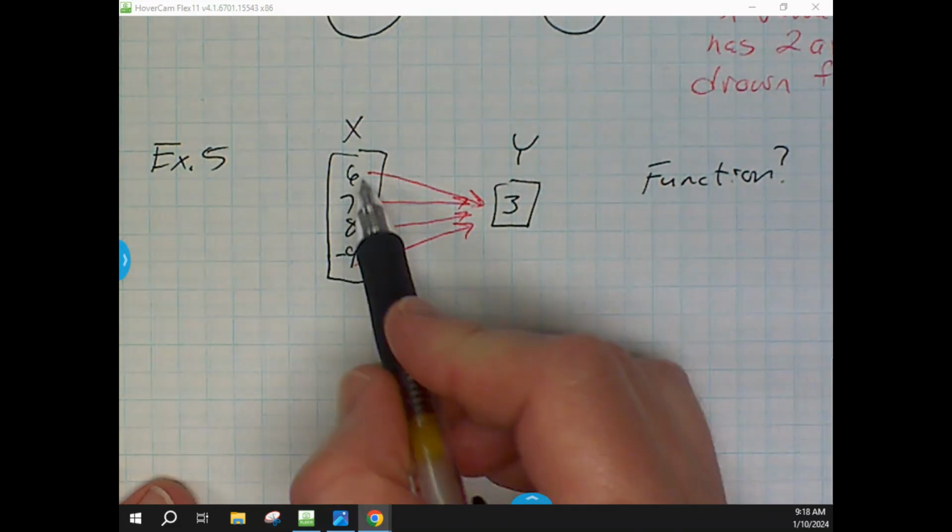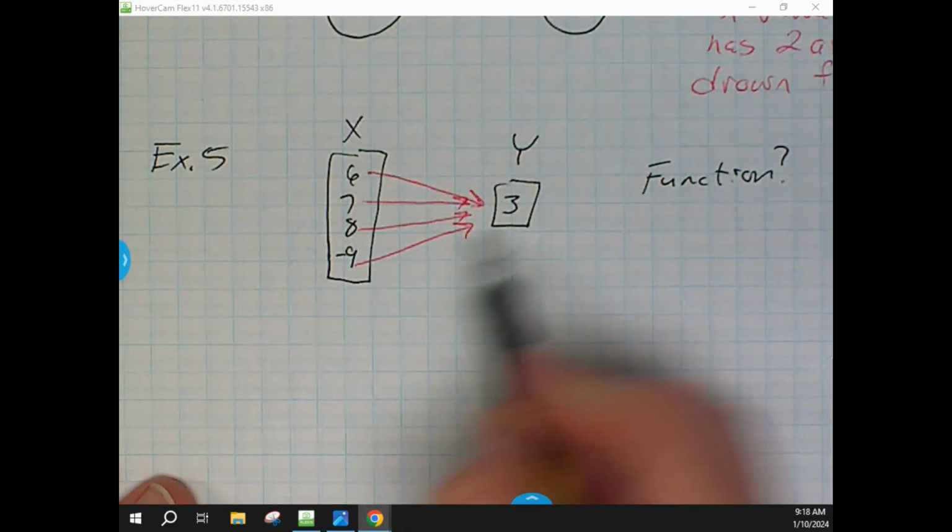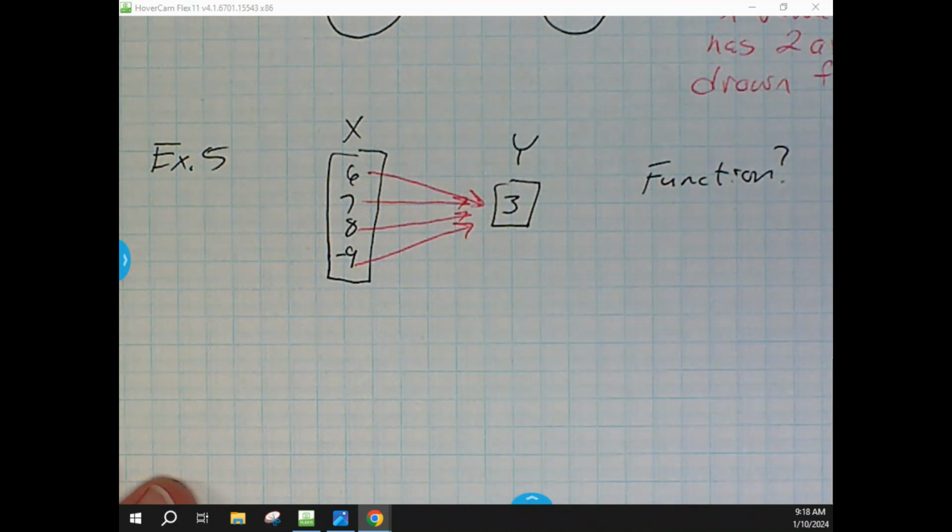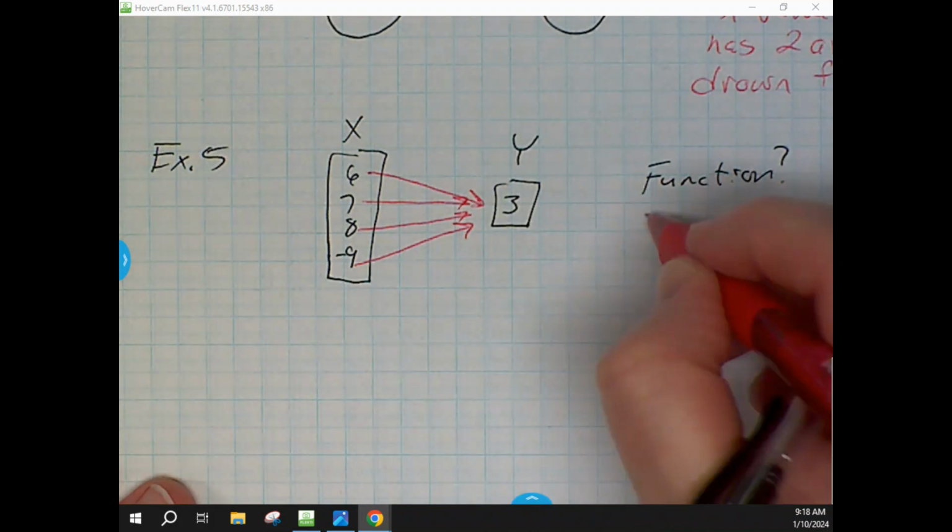Okay. Again, you've only got one arrow coming from each X value. Even though they're all pointed to the same value, that's fine. So is this thing a function or not? Yeah.